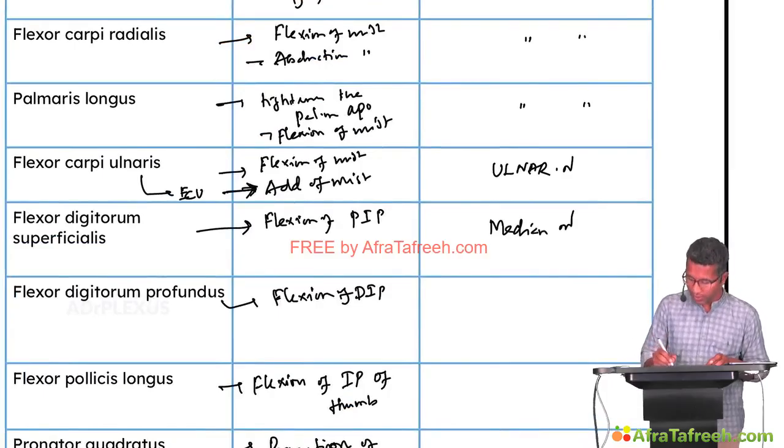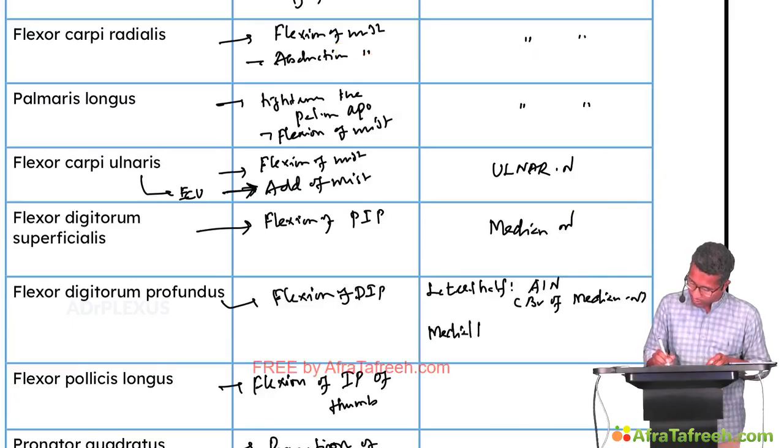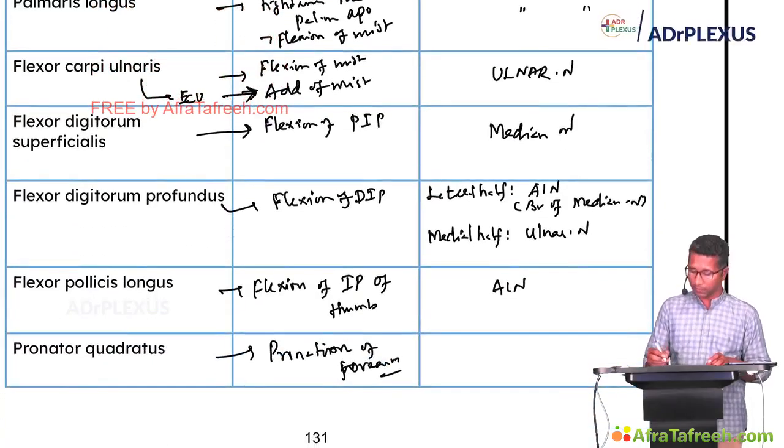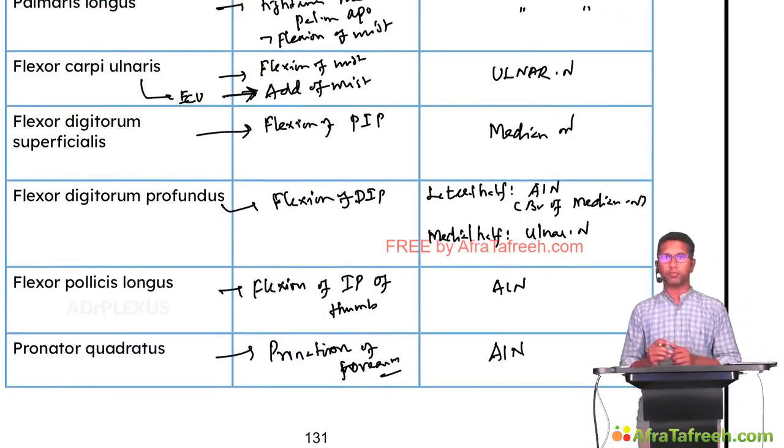Flexor digitorum profundus, lateral half, is supplied by the anterior interosseous nerve, which is a branch of the median nerve. Please remember, it is a branch of the median nerve. The medial half of flexor digitorum profundus is supplied by the ulnar nerve. Flexor pollicis longus is supplied by the anterior interosseous nerve, a branch of the median nerve. Pronator quadratus is also supplied by the anterior interosseous nerve, which is a branch of the median nerve.